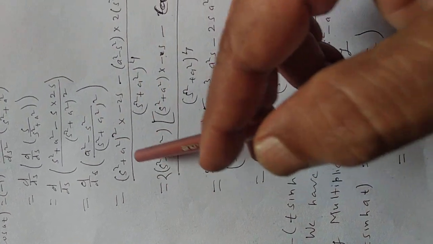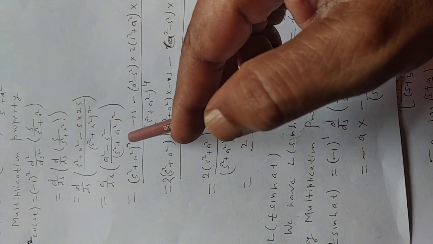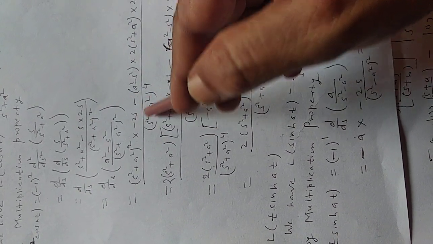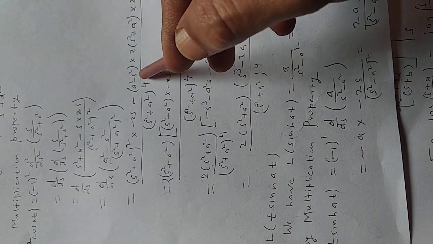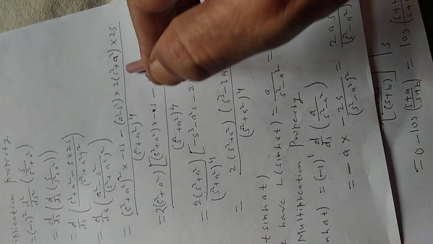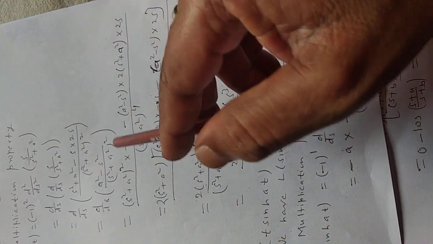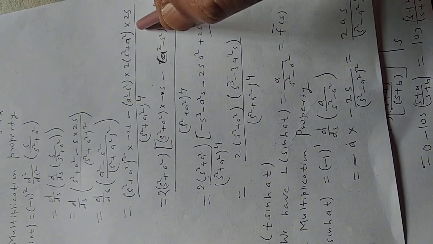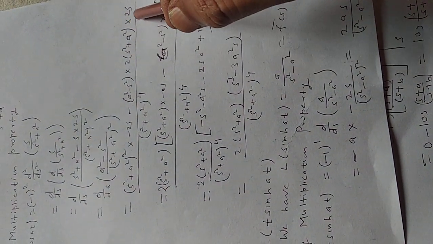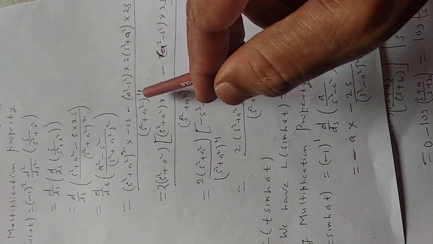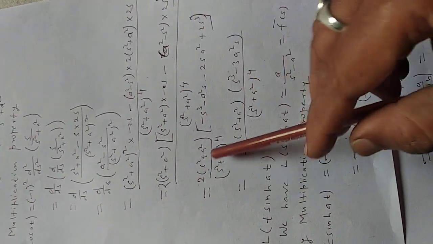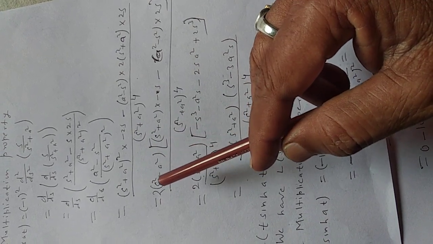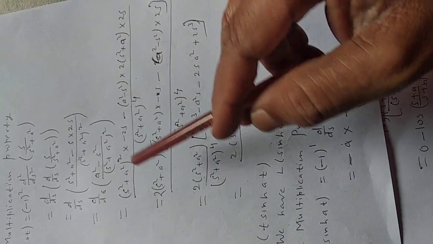So by that quotient rule, s square plus a square square, denominator into derivative of numerator, that is into minus 2s, minus numerator into derivative of denominator. Derivative of s square plus a square square is twice s square plus a square into derivative of s square plus a square, that is 2s, all over s square plus a square raised to 4. So these are the simplifications. I suppose one can understand.